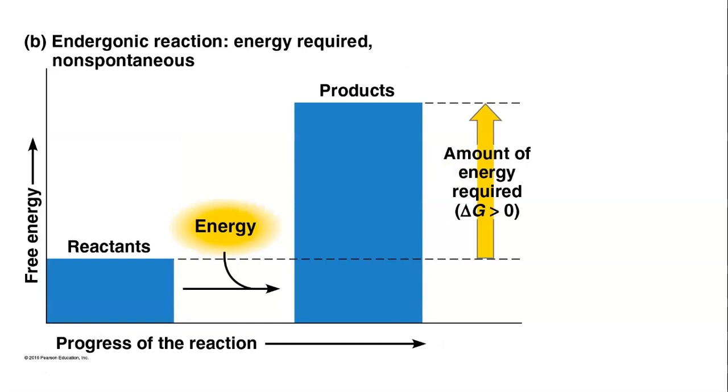On the flip side, endergonic ones are basically inputting energy into the reaction so that the products themselves are holding on to that energy. Therefore, you have to put some in to make it happen, and this would result in a positive delta G.